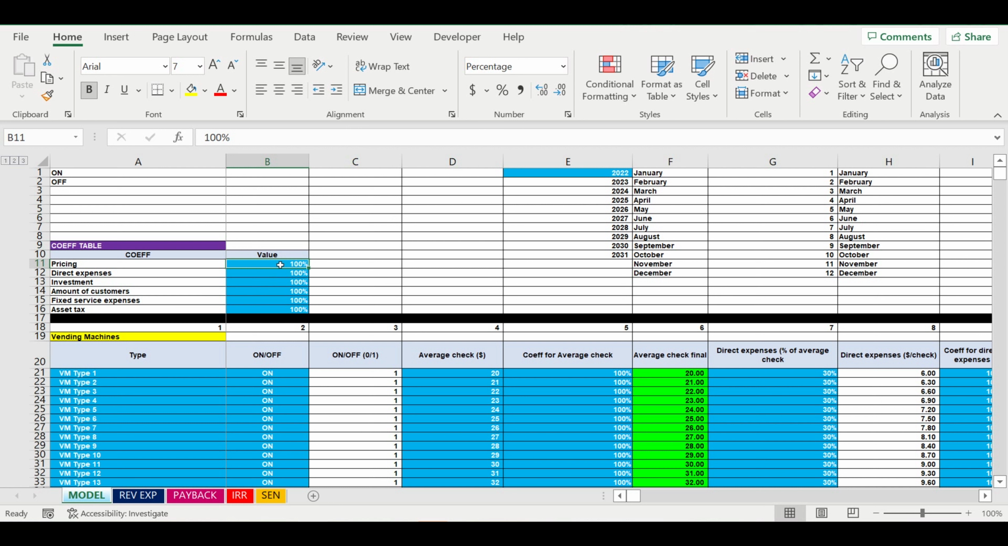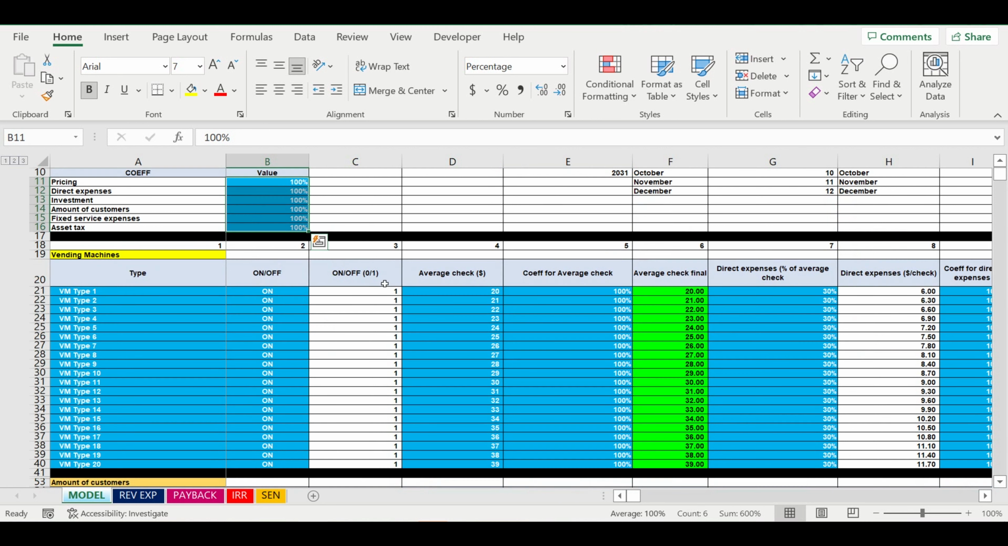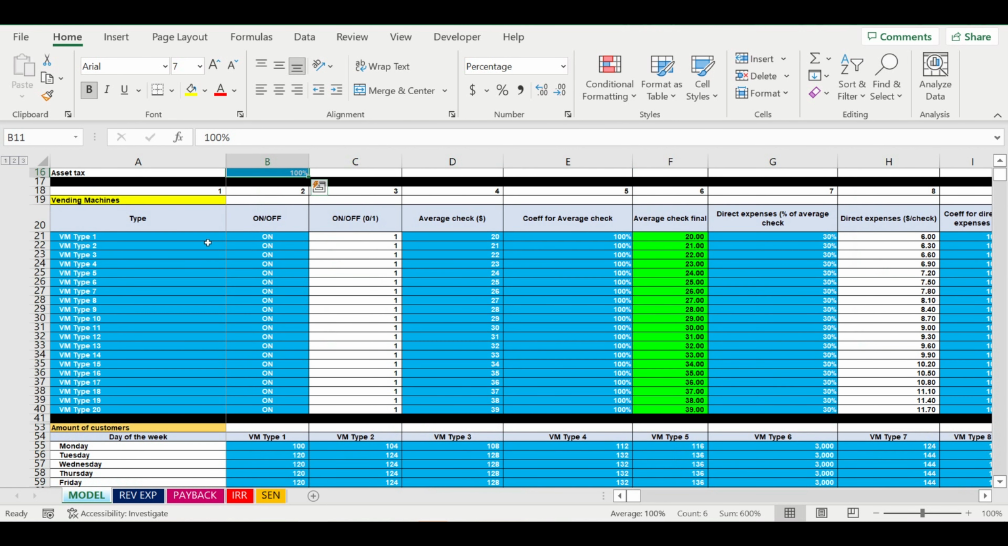So, and here they are. You can start adjusting them after you see the cash flow statement, see the results, how much financing is needed, and so on. Then we have different portraits of vending machines. So let's say we have 20 types of vending machines.